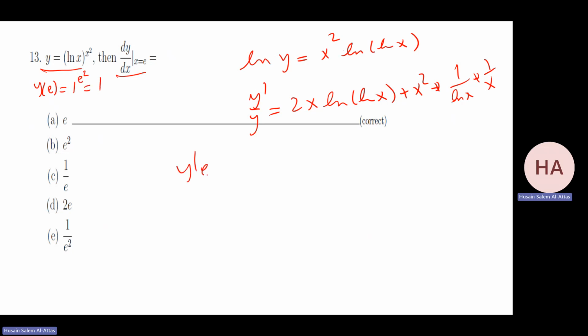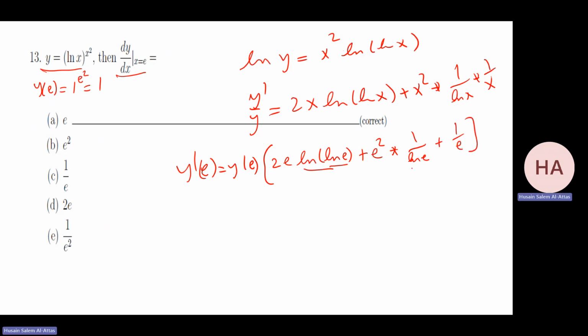So y prime at e will be y at e times what? Here I have 2e ln of ln e, ln 1 is 0, so this is 0. And then e squared times 1 over ln e plus 1 over e. So this is 1. So this is e, and this is 0. This is 1. So the answer is e, which is this one.